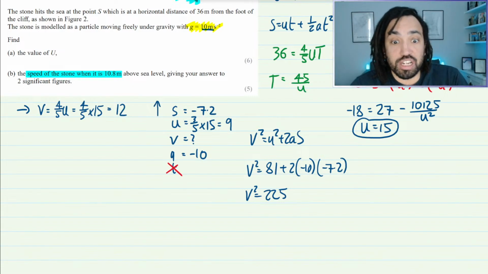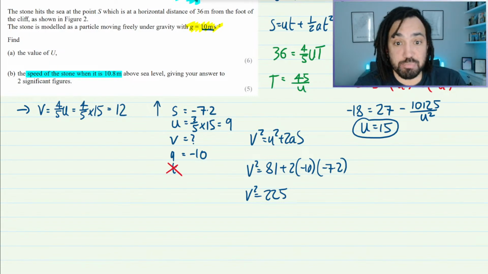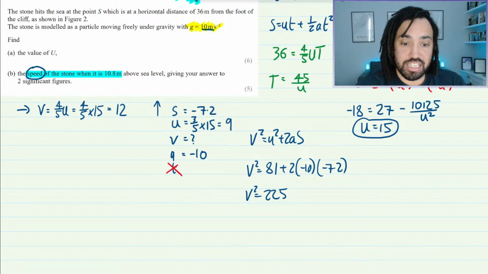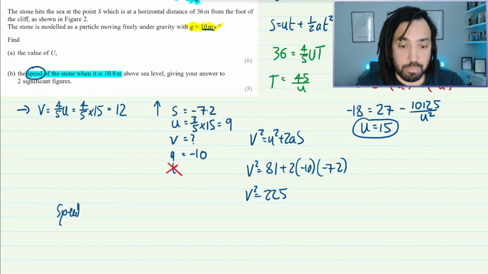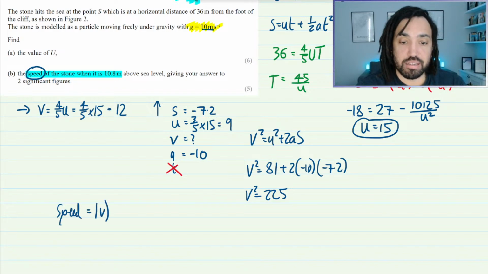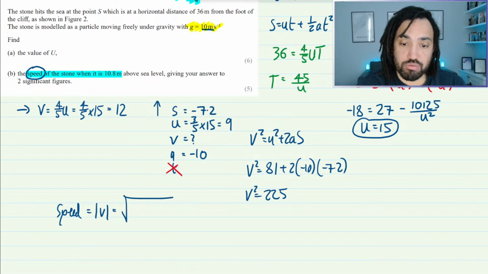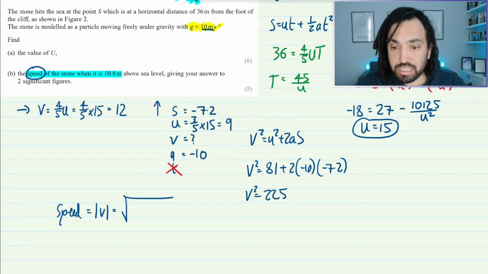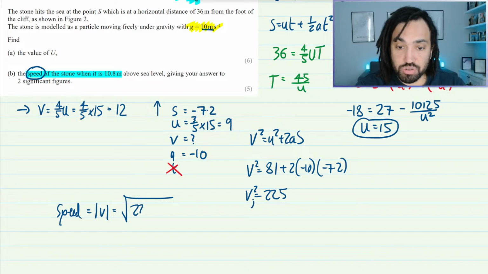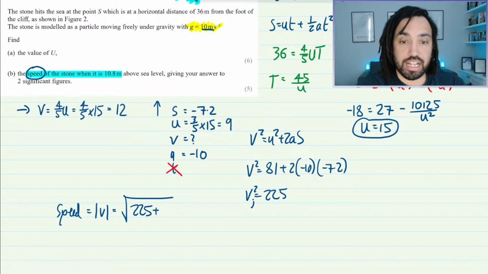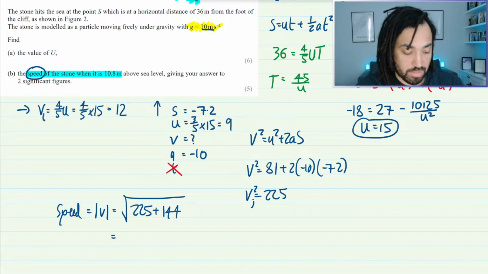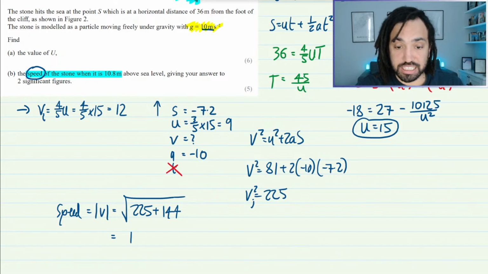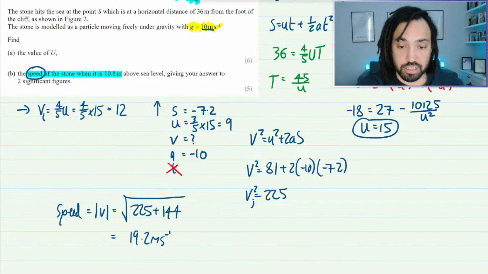And that's all I need, v squared in fact, because I'm finding the speed. The speed is the magnitude of the velocity. So that means I'm doing the square root of the two components squared. And Vj squared is 225. And Vi squared is 12 squared, which is 144. And that is going to give me 19.2 meters per second.